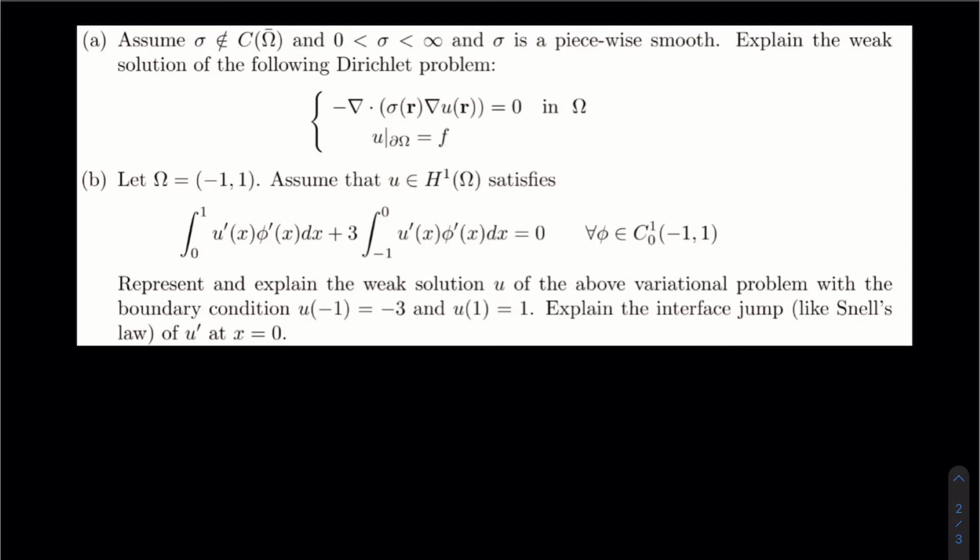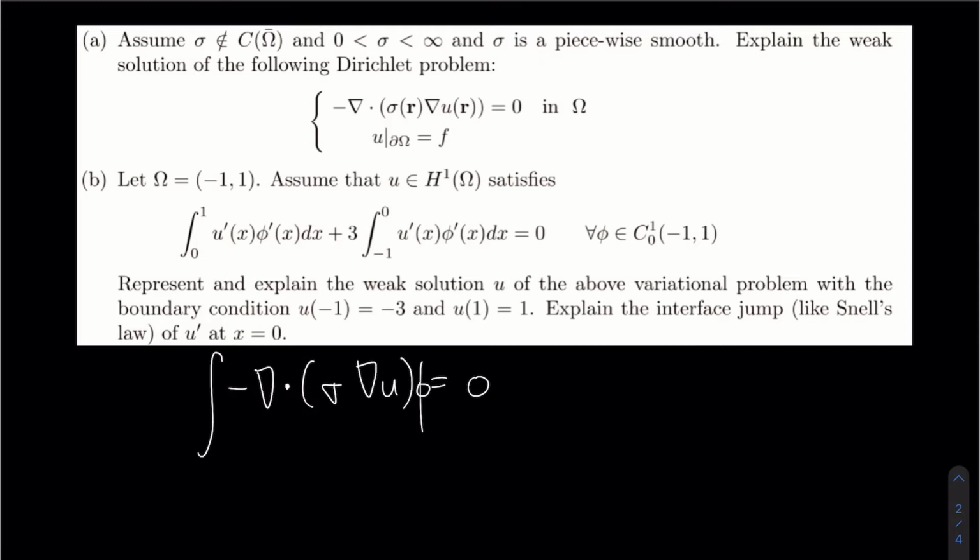Rewriting what we have up there, we have the divergence of sigma gradient of u being equal to 0. But if this is 0, then even if I multiply it by a function, any function, it should be 0. Furthermore, if I integrate it, it should still be 0, right?